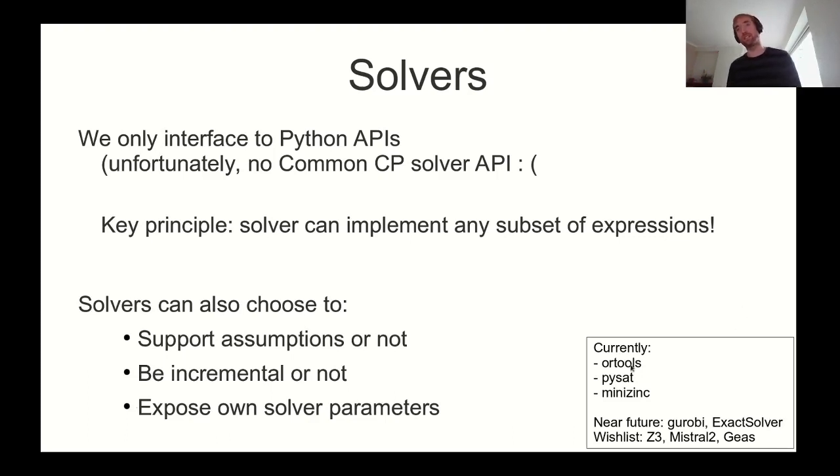In terms of solvers, we currently support OR-Tools as a default solver, PySat and MiniZinc, and we're going to add Gurobi and another MIP-like solver in the very near future. On our wish list, for which we would highly appreciate any kind of help, is to have Z3 or other CP solvers like Mistral 2 and Geas, which are also lazy clause generation solvers.